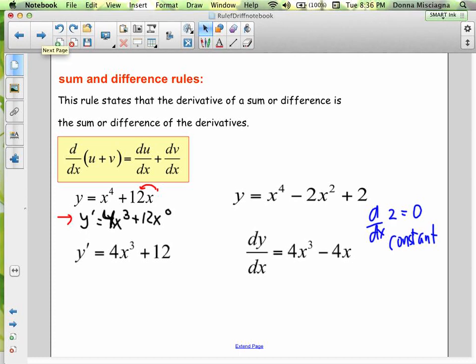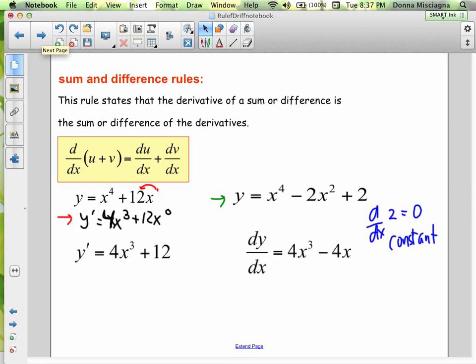Here we have y equals x to the 4th minus 2x squared plus 2. Using the power rule, the 4 moves in front. We have 4x, and we reduce the exponent by 1. So we have 4x cubed minus, right?